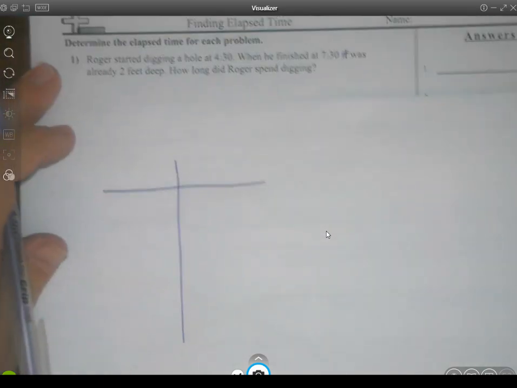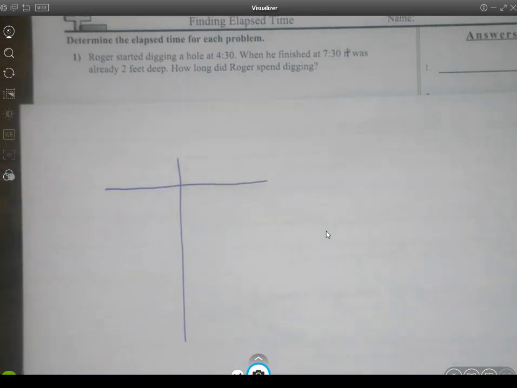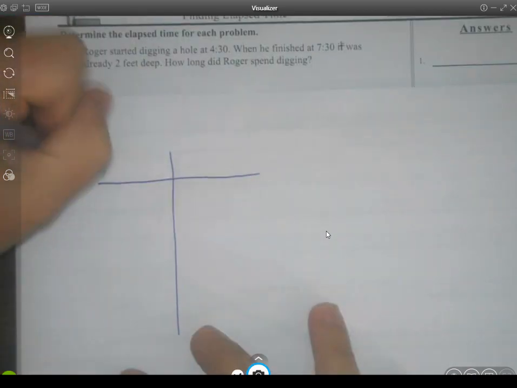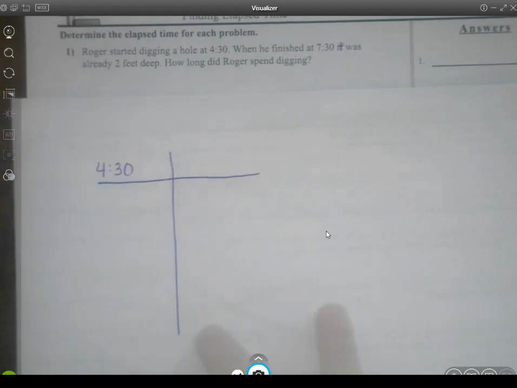Okay. So Roger started digging a hole at 4:30. I'm going to put my start time here. And I suggest you guys take notes along with me. This is going to really help you with answering these kinds of questions. You're also going to have very similar questions on your IXL skills. So again, knowing how to write this T-chart is going to help you visualize and see how much time has passed or how much elapsed time occurred.